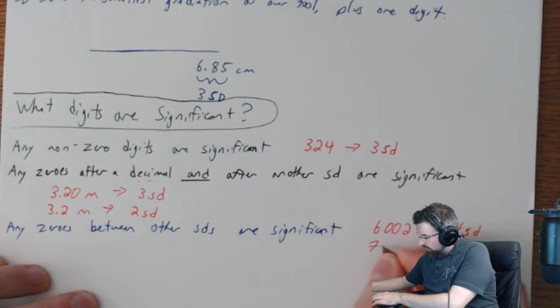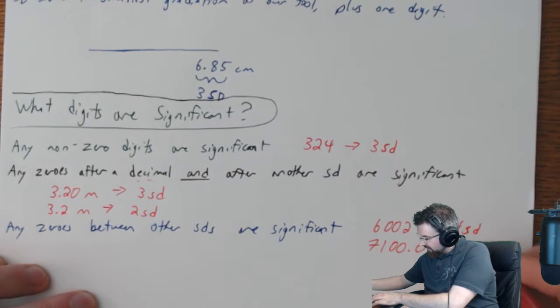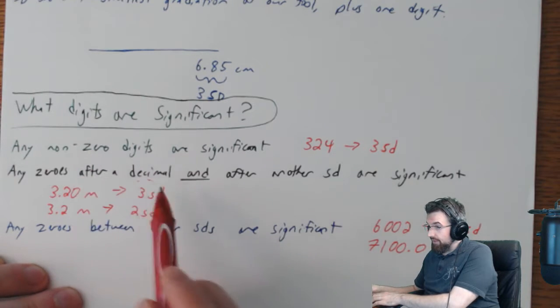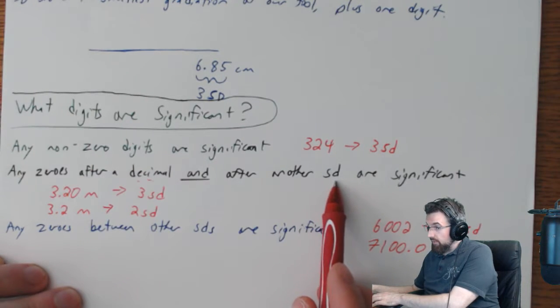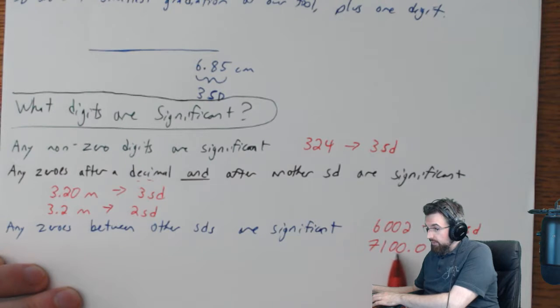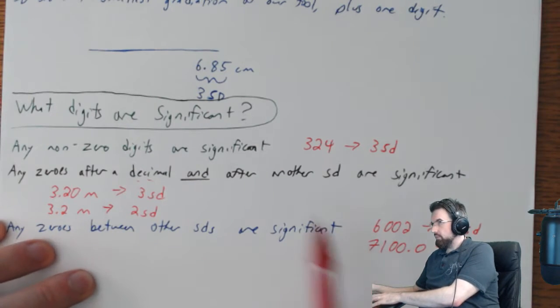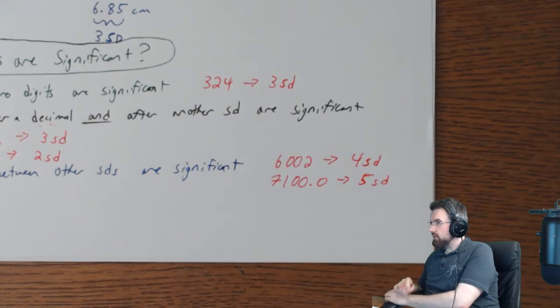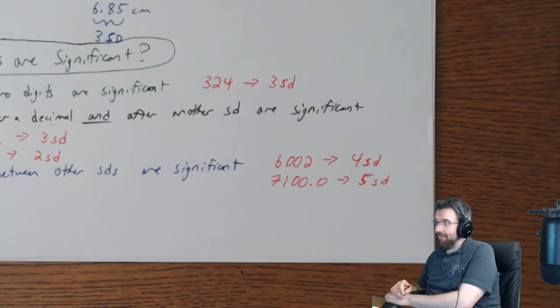But say we had 7,100.0, that's going to be 5 SD. And why is that? Well, because this 0 is significant because of our second rule, because it's after a decimal and after another significant figure. So that makes this one significant. And the 7 and the 1 are significant because of our first rule. So that then makes these 2 significant as well. Oh, I should move it over so you can see. It's not trapped behind my head.